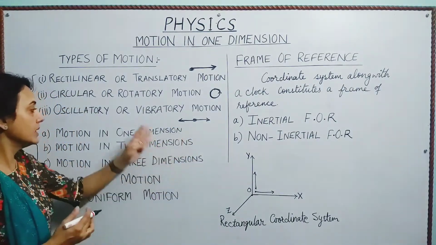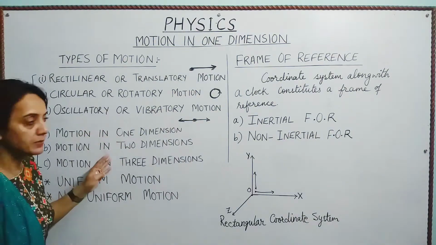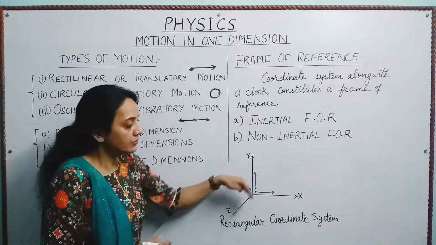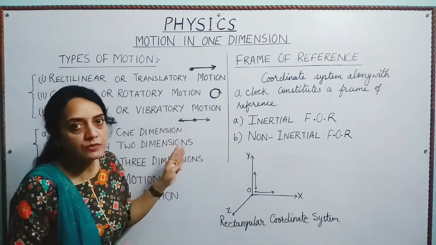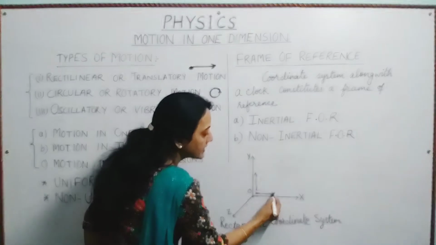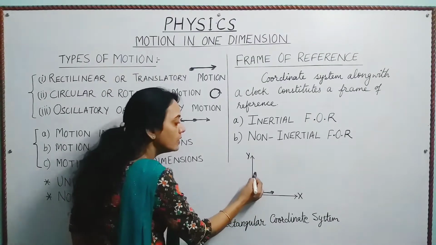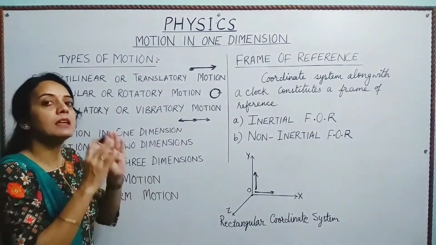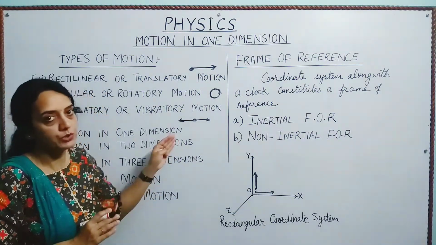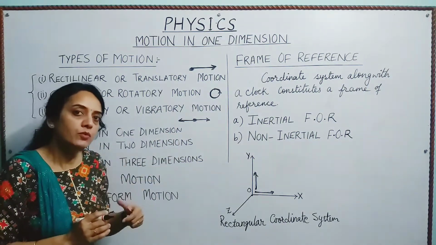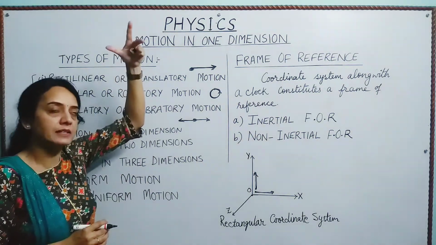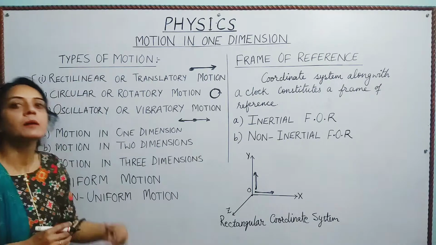So based on dimensions, we can say there are motions of three types. Motion in one dimension, where if one dimension out of these three specifies the position of the object, then we call it one-dimensional motion. Like if an object moves only along the x-axis or only along the y-axis, that means if a body moves in a straight line, we call it one-dimensional motion. For example, a train moving on a railway track or a body dropped from some height. It travels a straight path.